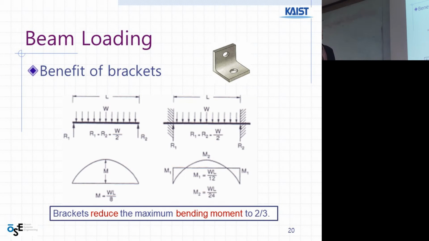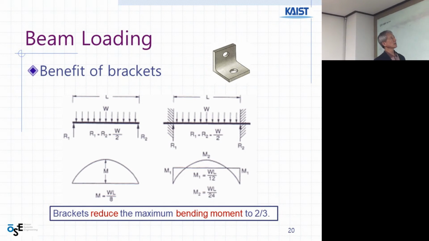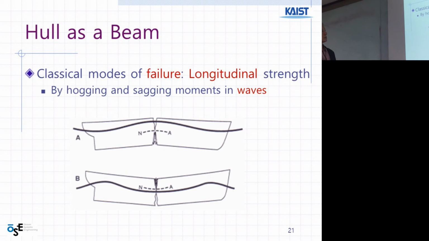And bracket. This looks like a bracket. When you use a bracket at the end of the beam, it converts the simply supported beam into a fixed beam. Because of this bracket, the maximum bending moment at the middle is lowered. A bracket reduces the maximum bending moment at the middle to 60%. That's why we are using brackets on the beam. The classical mode of failure is that it breaks in the middle.